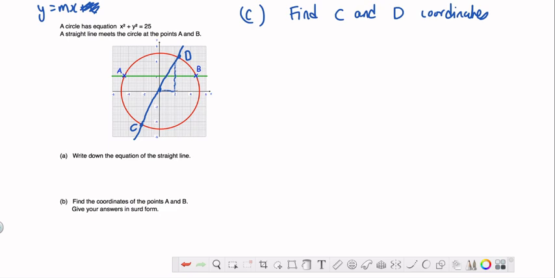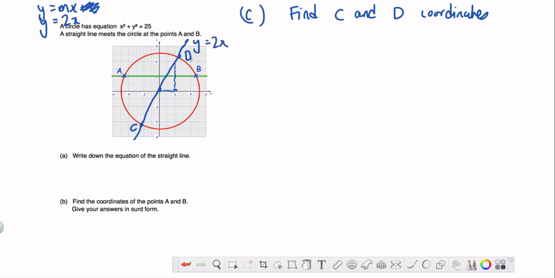The triangle's got a height of 4, as you can see here. It's got a height of 4, and the base, the width, is 2. So height divided by the base, rise over run if you like, 4 divided by 2 is 2. So the gradient m is worth 2. So that will be y is equal to 2x. That's the equation of this line, y equals 2x.